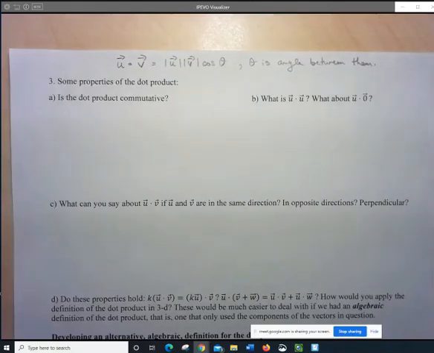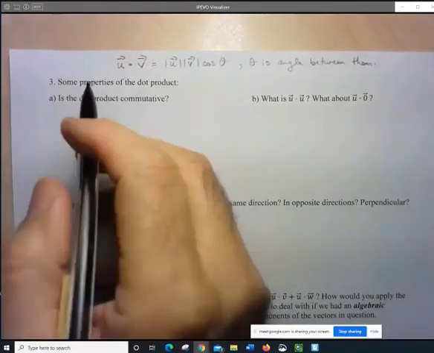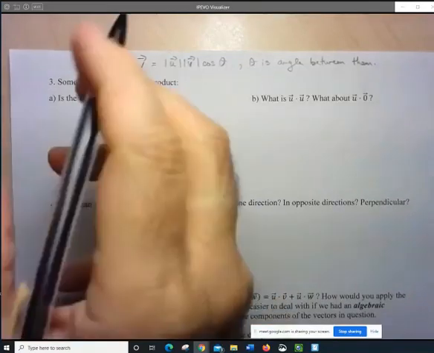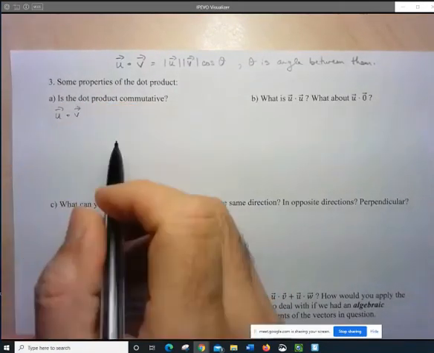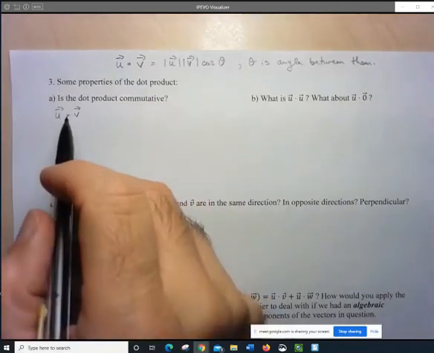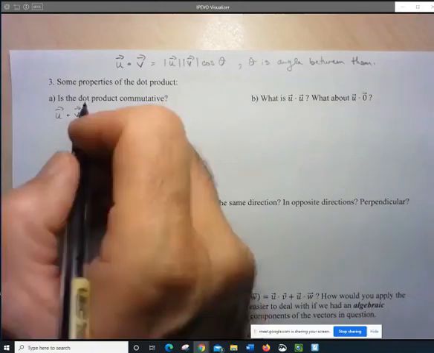So let's take a look here at some of these properties. Well, let's just take u dot v. There's a couple of ways you can show this. Essentially what I want to show is that u dot v is equal to v dot u.